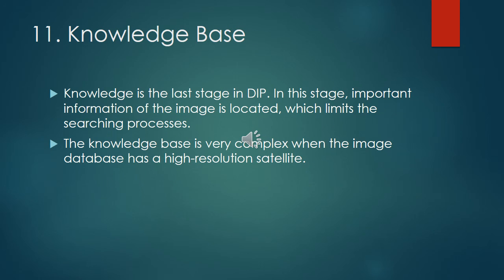This is the last step in digital image processing system, that is knowledge base. It is nothing but a stage in which important information of the image is located, which limits the searching process. The image knowledge base is very complex when the image base has higher resolution satellite images.